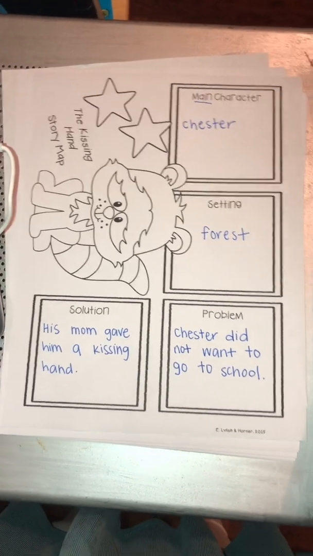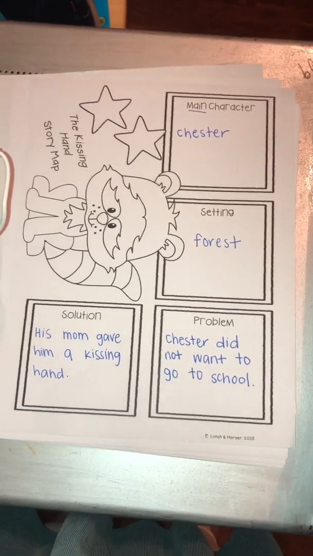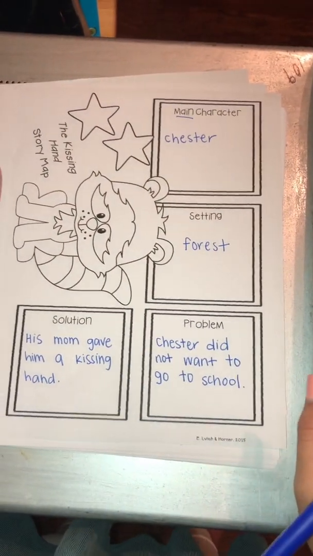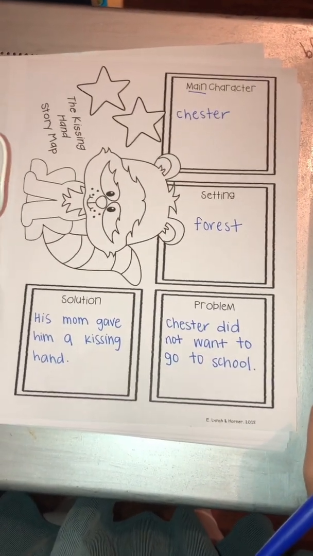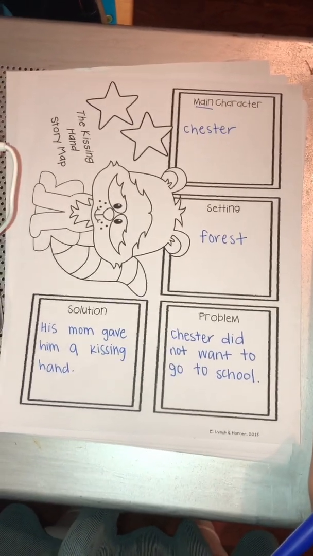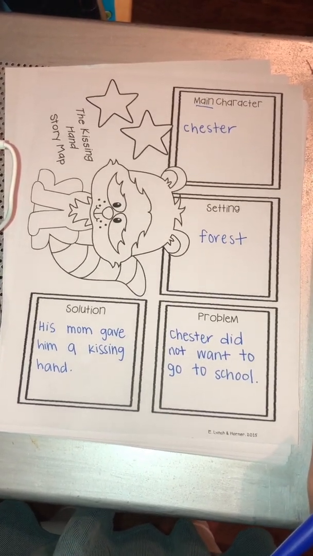And so you guys on your own can take a piece of paper and you can write down, just like I did, some of the things that happened in The Kissing Hand too. And if you do this, you can go ahead and send it to me from Seesaw.